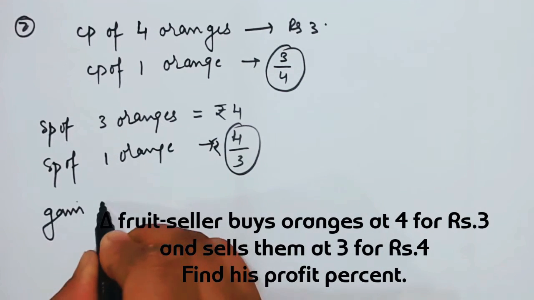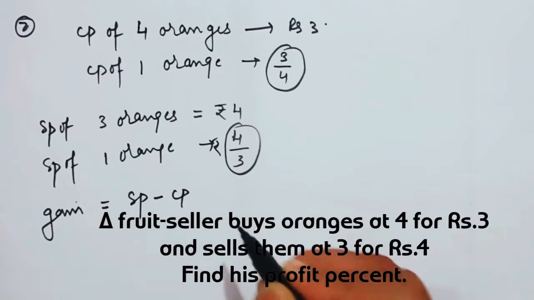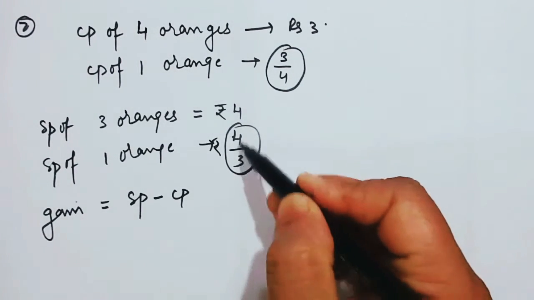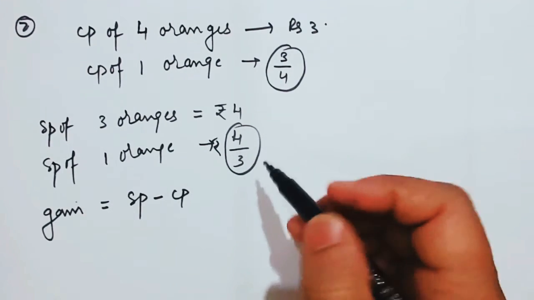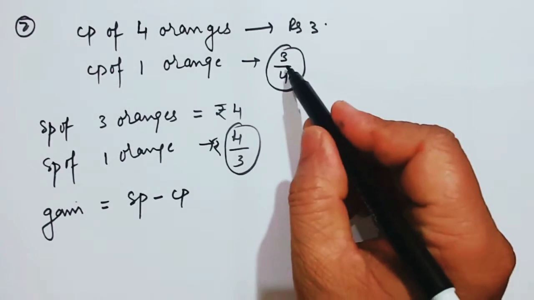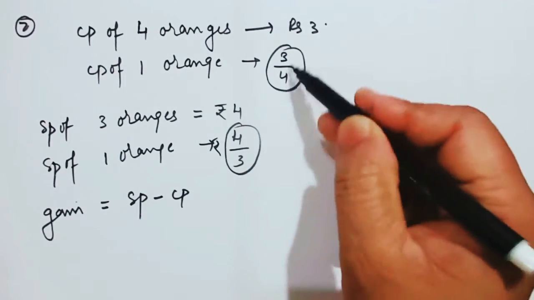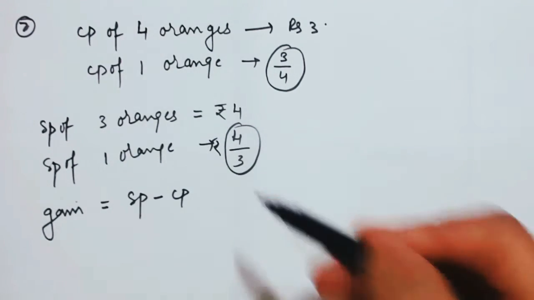Gain is equal to selling price minus cost price. Now you will say how? You can clearly see 4 by 3 is an improper fraction whose value is greater than 1. This is a proper fraction whose value is less than 1. So just by seeing these two numbers, you can clearly say that this is greater, so the selling price is greater.